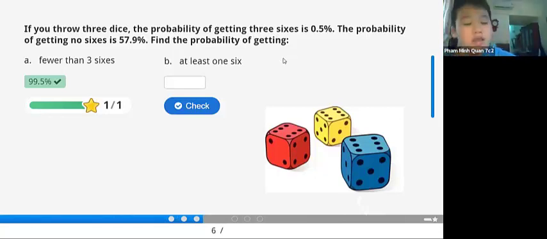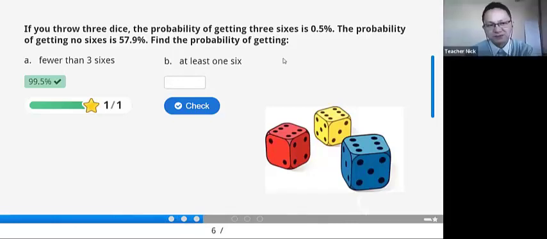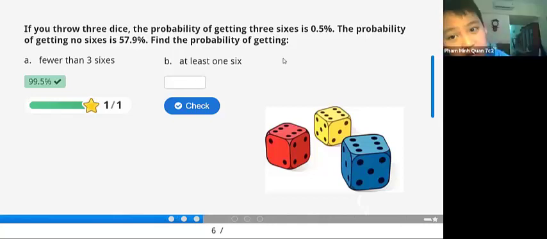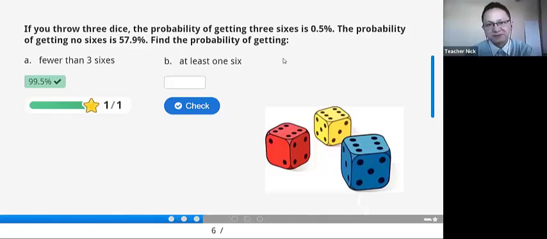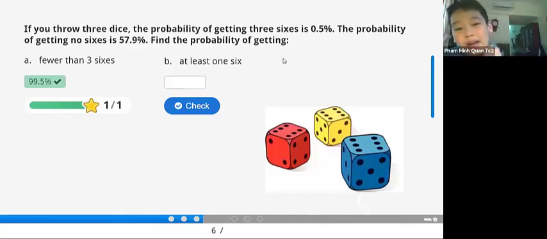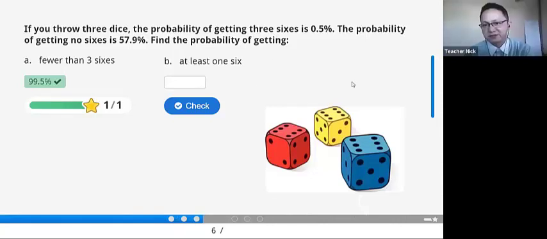Because they said fewer than 3/6. So we have to exclude the chance of getting 3/6. So 0.5, we will exclude that one. Only those getting 3/6, because it's fewer than 3/6. So 100 minus 0.5. Yeah, correct. That's correct. All right, next.